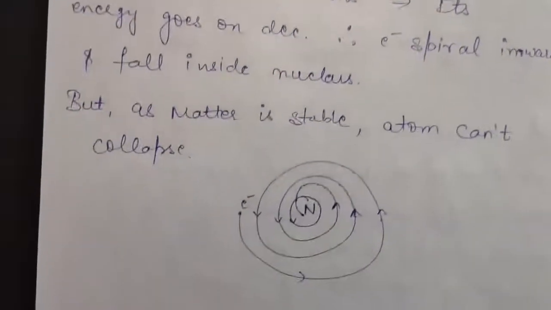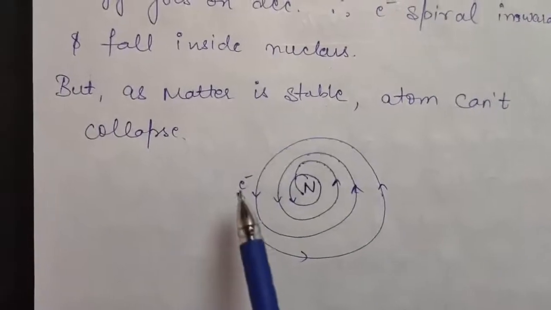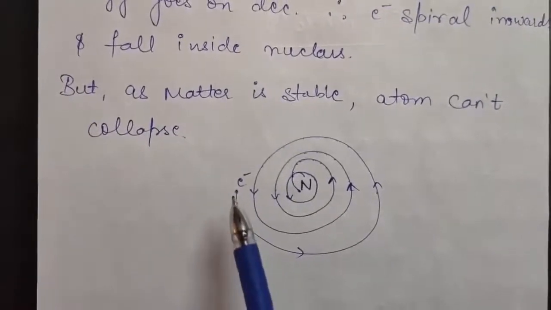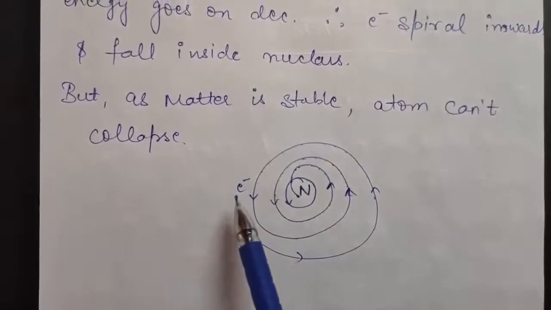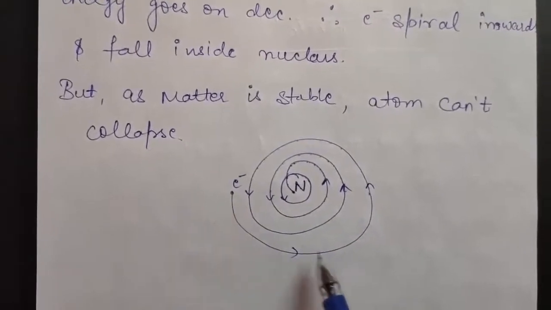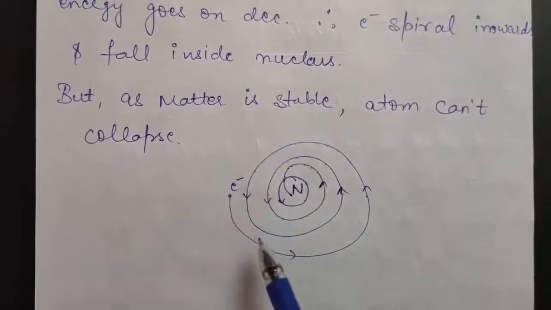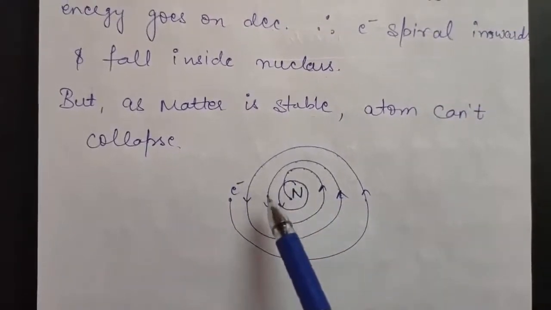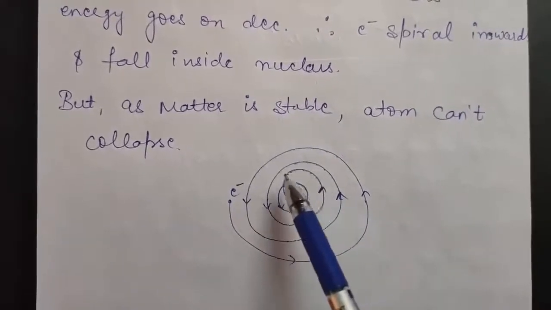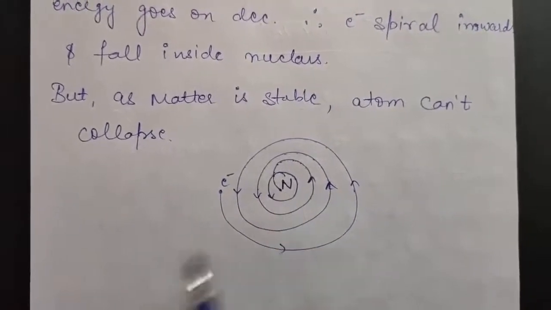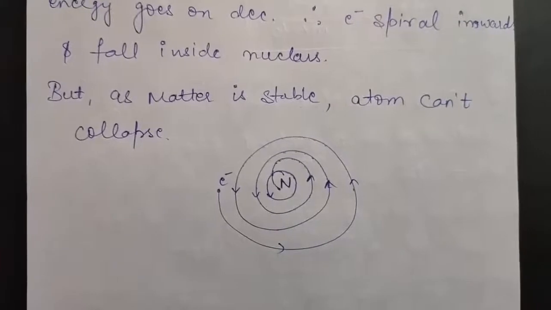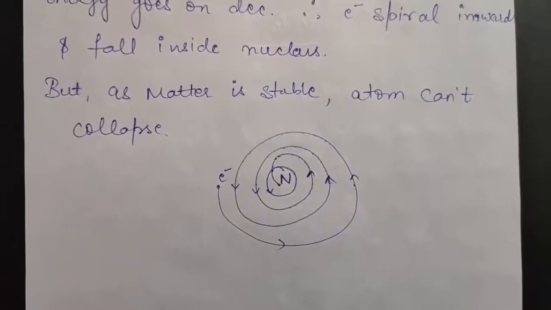So if I tell you this through a diagram, if this electron is revolving around the nucleus and it is emitting electromagnetic radiations, that means its energy is continuously decreasing. So what will happen, due to the decrease in energy, it will spiral inwards and fall inside the nucleus, but this does not happen. Okay, now this was the first limitation.